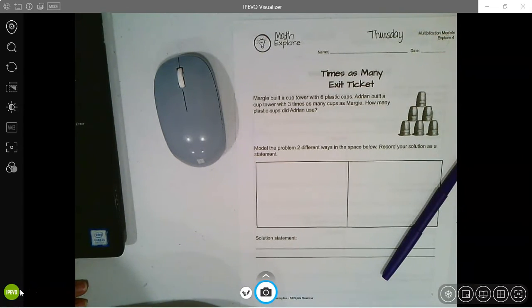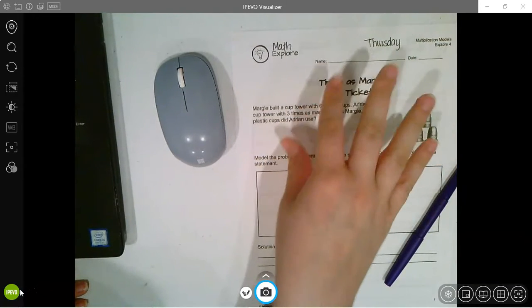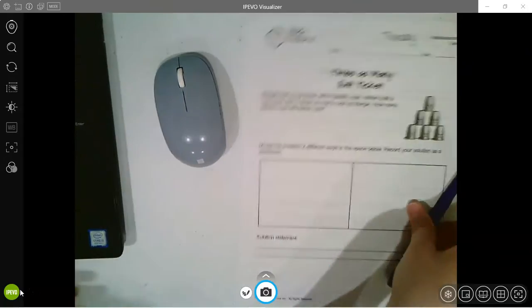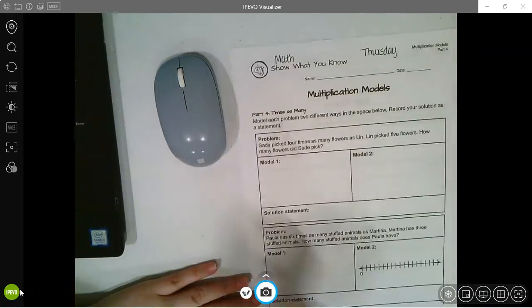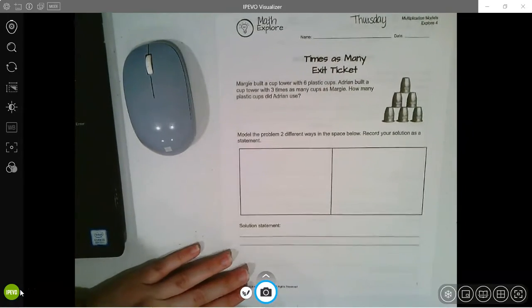In this assignment, guys, you're going to be using the models that we have learned about: equal groups, area model, arrays, number lines, repeated addition to help you solve the problems. So this is where you get to use whatever model helps you for the problem. You are going to be using the worksheet from Thursday because we didn't get to do that one, times as many, exit ticket, and there's a back to it that says multiplication models. Remember, we pushed back some stuff so y'all could have some extra practice over the models. So let's get into our problem.